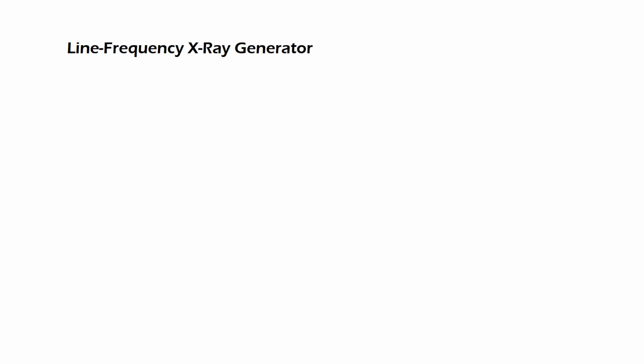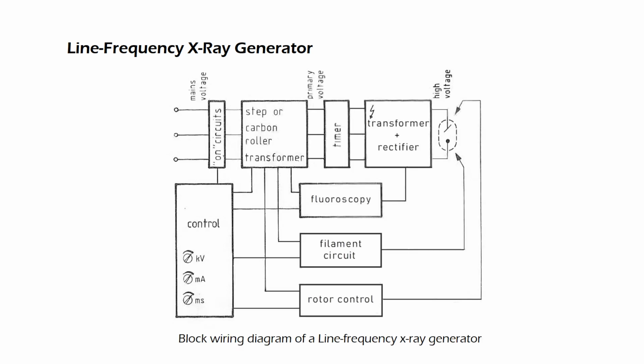Line frequency X-ray generator. This block wiring diagram is generally applicable, irrespective of whether the X-ray generator is a modern type with microprocessor control or a primeval conventional generator. The mains voltage is passed on via the on circuits, that is, a contactor and an automatic circuit breaker, to the step transformer or a carbon roller transformer. This transformer delivers the primary voltage for the high-tension transformer.